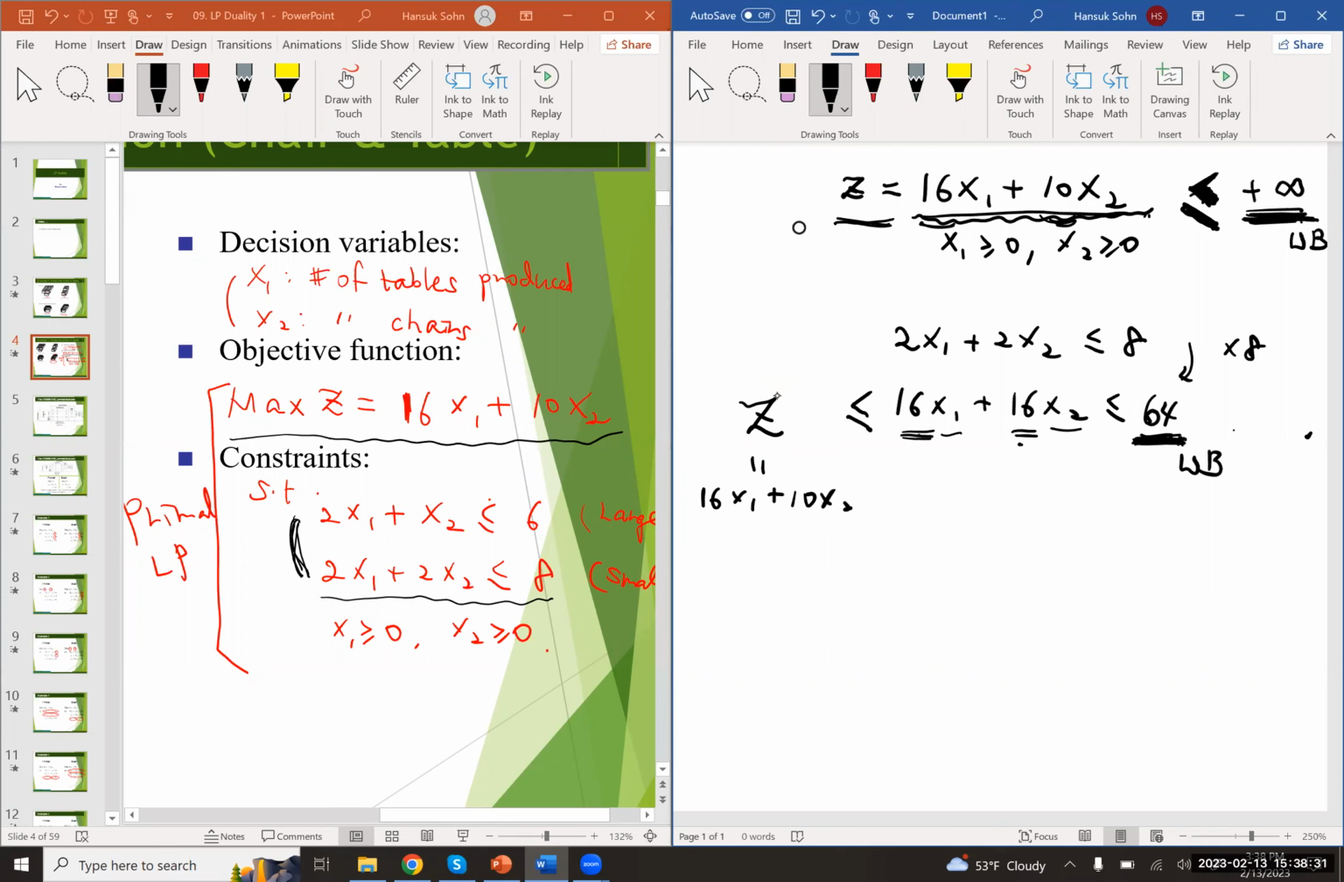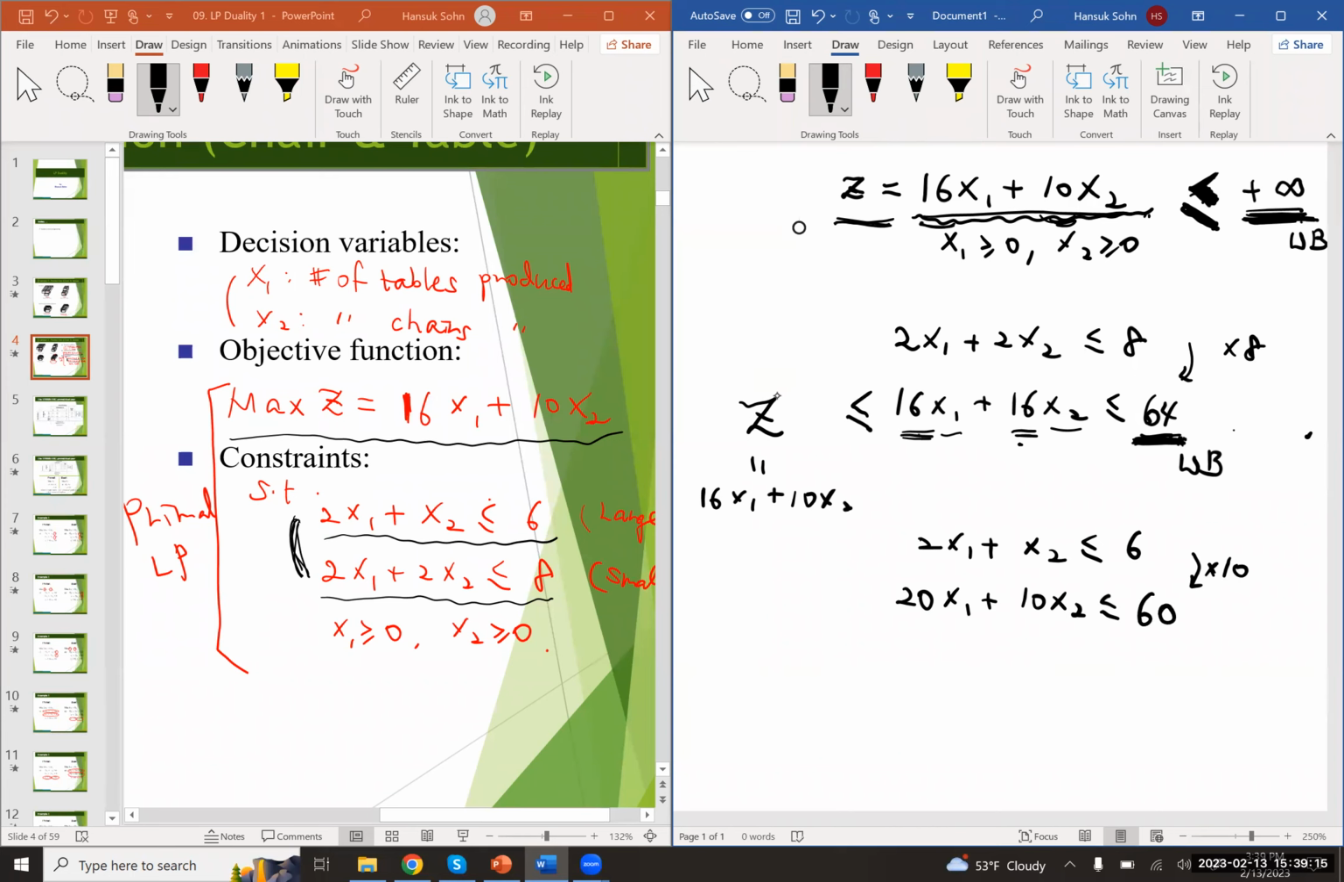So as of now, let's look at the first constraint, which is 2x1 plus x2 is less than or equal to 6. Okay. So let me write down here: 2x1 plus x2 is less than or equal to 6. Now, what I'm going to do is multiply both sides by 10. Then we're going to come up with 20x1 plus 10x2 less than or equal to 60. Is that right?